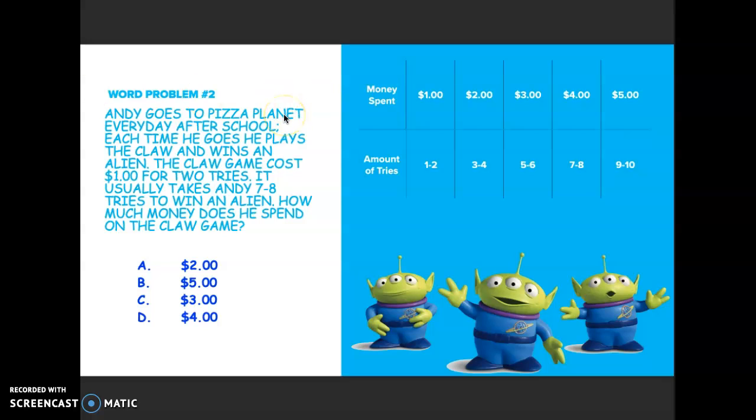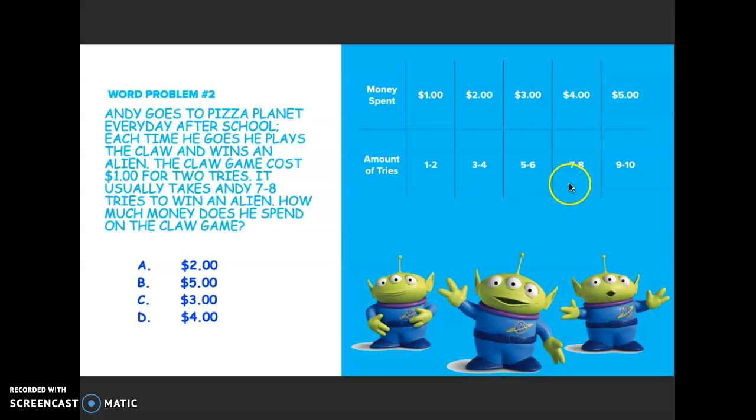So with this problem, the easiest way to do it is to look at this chart. You don't have to multiply anything. You just look at the chart. You say, okay, so it takes Andy 7 to 8 tries to win an alien. And then you go to the chart.